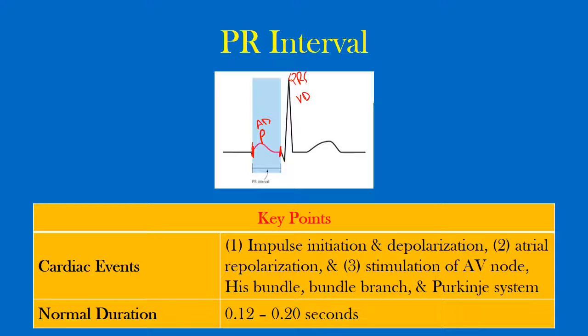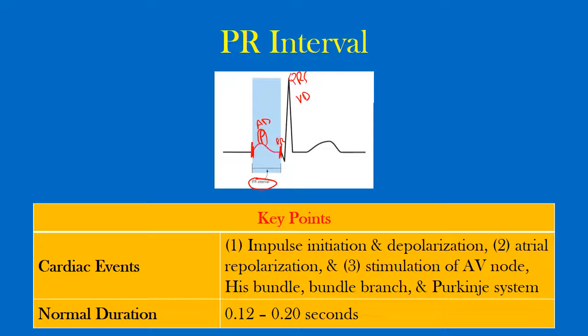So you have from the beginning of atrial depolarization to the beginning of ventricular depolarization, which defines an interval of 2 different cardiac events. That is what we call the PR interval. And the PR interval includes the P wave as well as the PR segment that we just defined.